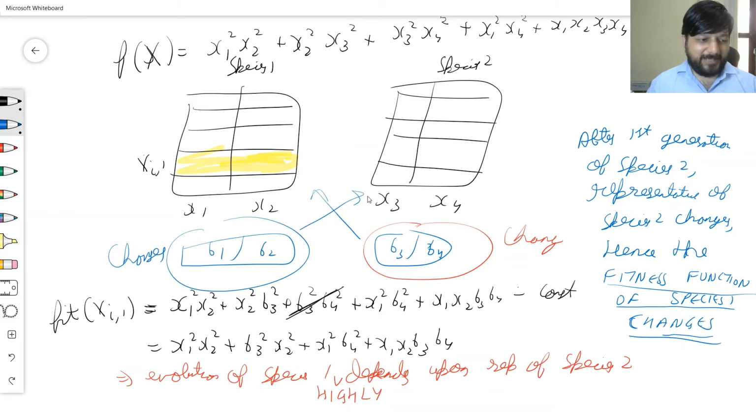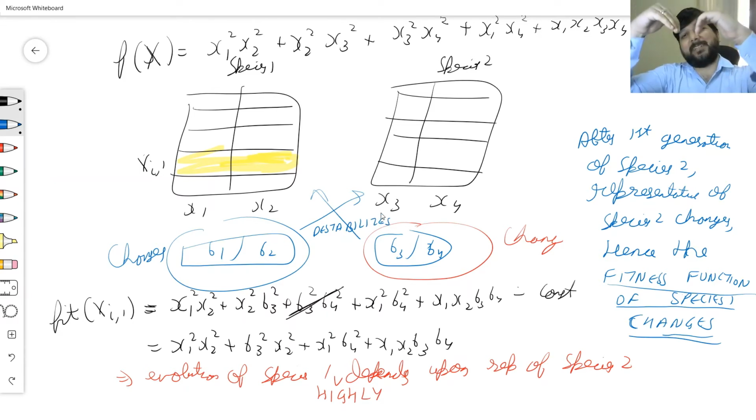So destabilizers are a nice evolution that was happening. There was a fitness landscape, the individuals were converging, and then I shake it up, I destabilize, and I change the fitness landscape. So the first one destabilizes the other one, the other one destabilizes the first one, and hence you are now optimizing against a changing fitness function landscape.